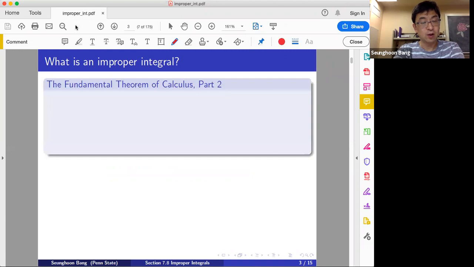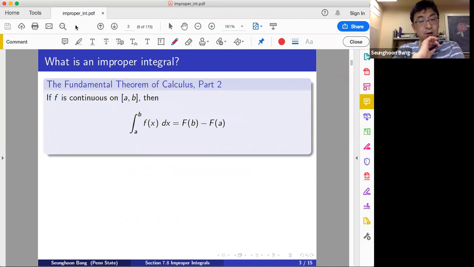The first one, we think about the fundamental theorem of calculus, part 2. So if the function f is continuous on the closed interval [a, b], then the integral from a to b of f of x dx is capital F of b minus capital F of a. So what is capital F? The capital F is any antiderivative of f.